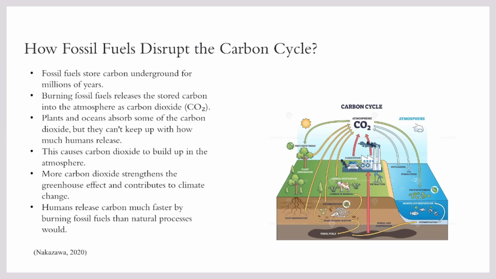Scientists have measured rising carbon dioxide levels over time, showing how human activities have altered the natural carbon cycle. The arrows in this diagram show how carbon naturally moves through the environment. The large arrows from the fossil fuels to the atmosphere represent the extra carbon dioxide released when humans burn fossil fuels, which disrupt the natural carbon cycle. Now that we discussed how humans contribute to climate change, let's look at the ecological effects that have already been observed.